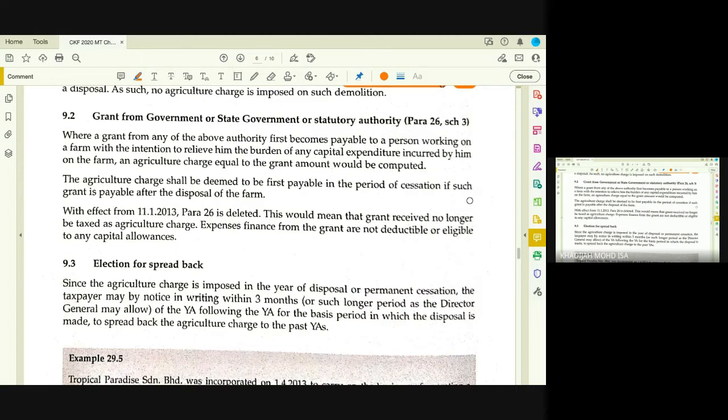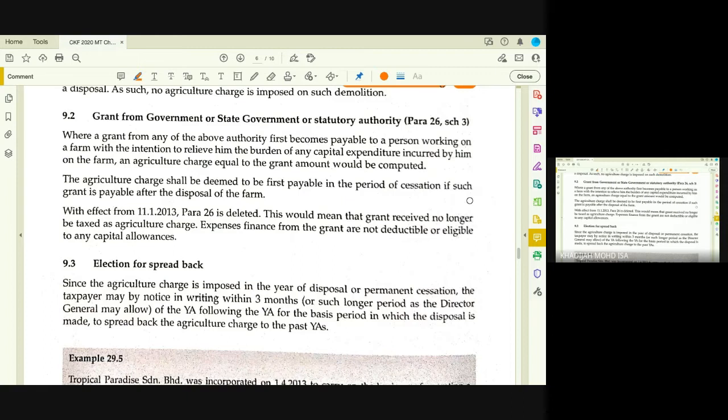This is quite strange, I do not know why they have this. They want to relieve the burden of the farmers by giving them subsidy or grant, but at the same time they are going to charge these farmers on the amount of grant that they receive. So it means that farmers have to pay tax on the grant received. That's how the law was. The agriculture charge shall be deemed to be first payable in the period of cessation if such grant is payable after the disposal of the farm. So if you dispose of the farm within 5 years, then you have to apply the clawback. However, effective from 11th of January 2013, para 26 is deleted.